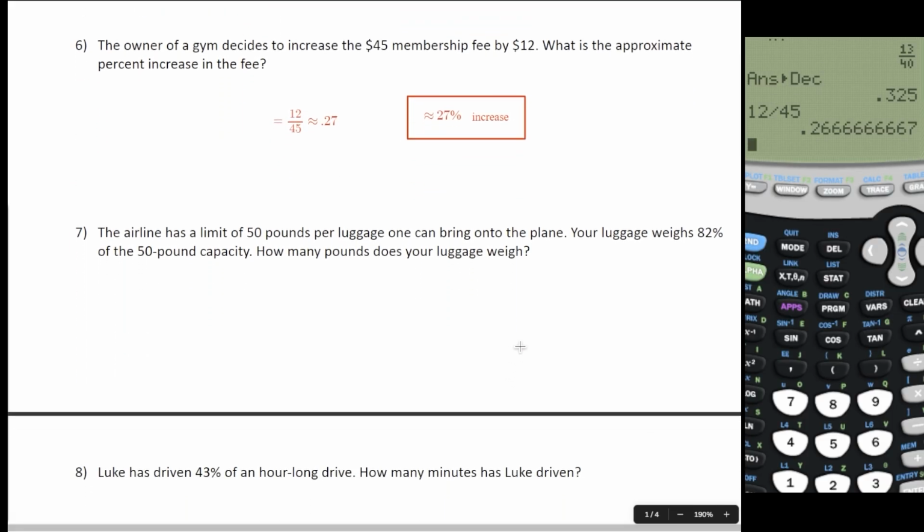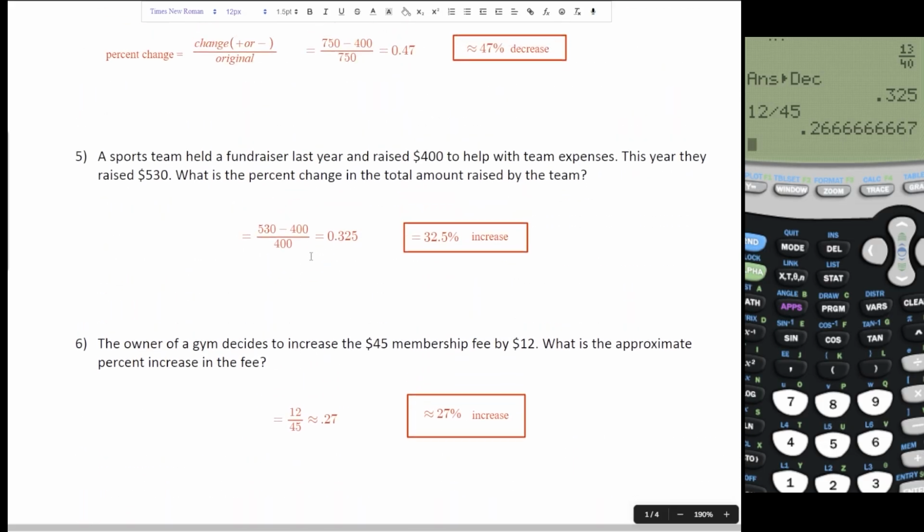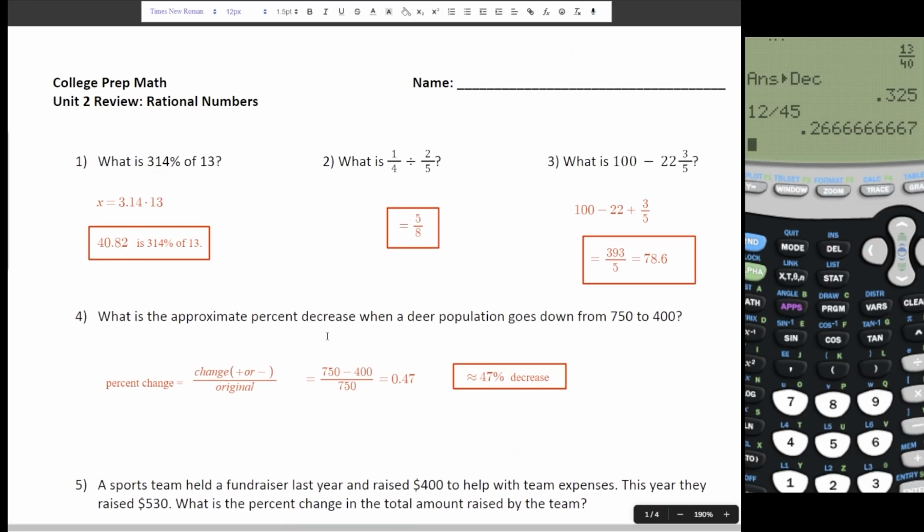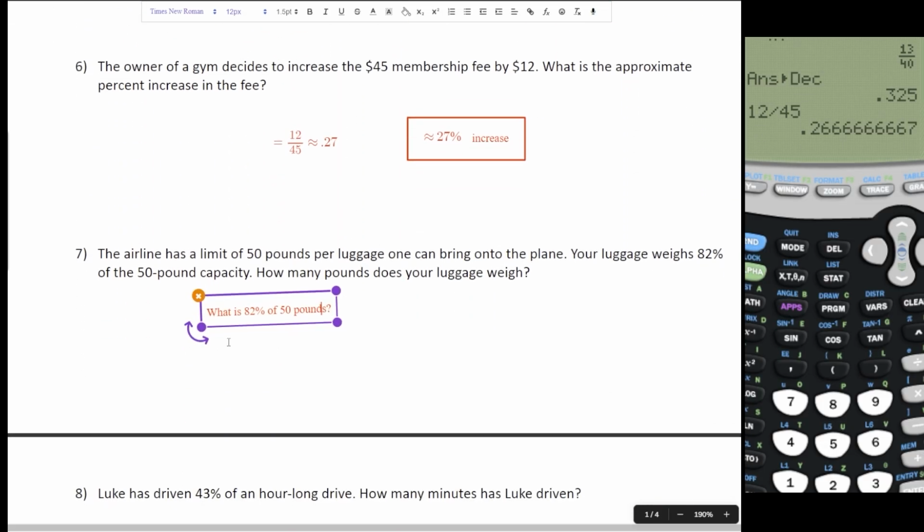Number 7 says the airline has a limit of 50 pounds per luggage one can bring on the plane. Your luggage weighs 82% of the 50-pound capacity. How many pounds does your luggage weigh? So really what this is asking is, what is 82% of 50 pounds? When we rephrase it like that, you can see it's the same kind of question that we had with number 1, where all we need to do is multiply the percent by the amount.